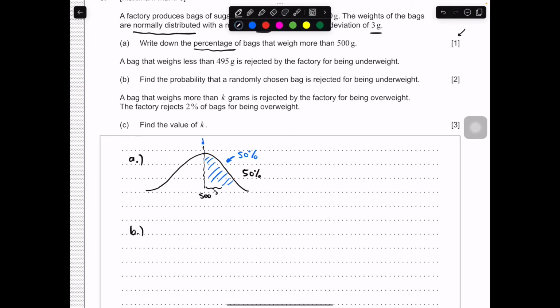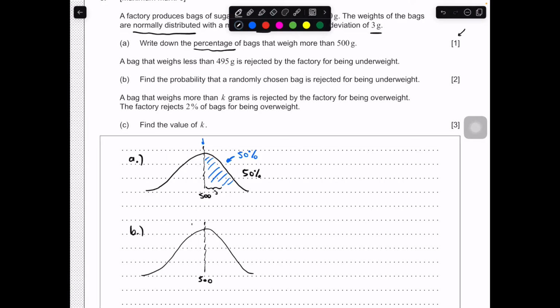A bag that weighs less than 495 grams is rejected by the factory for being underweight. Find the probability that a randomly chosen bag is rejected for being underweight. So here we go once again. This is a 2-mark question, so we'll be expected to show some process. I'm going to redraw this just to make it a little nicer. Mean of 500, and we want to find the probability that a bag weighs less than 495.